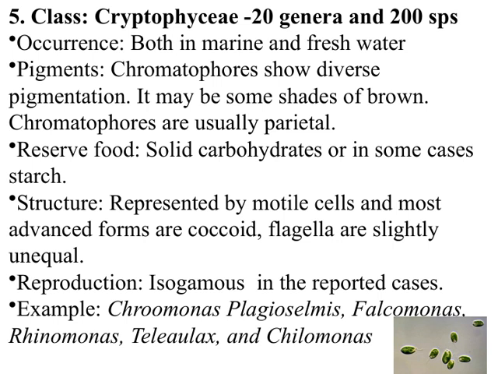When it comes to their food reserves, they store solid carbohydrates, sometimes in the form of starch, which helps them sustain themselves. Structurally, these organisms can be motile, with most advanced forms being coccoid in shape. Their flagella are slightly unequal, aiding in movement. Reproductively, they are isogamous, meaning that the gametes involved in reproduction are similar in size and shape, which is quite common among many protists. Some notable examples of Cryptophyceae include Chromonas, Plagiosulmus, Falcomonas, Rhinomonas, Teleolax, and Chilomonas.